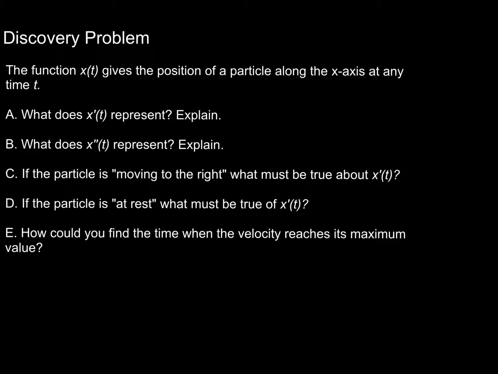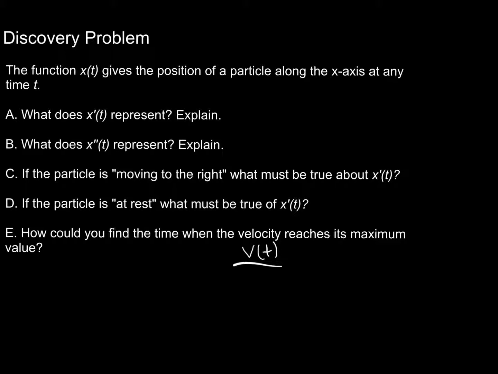How could you find the time when the velocity reaches its maximum value? Well, here you're trying to find the maximum velocity. If you have a function that models velocity, how would you find a maximum value? We've done a lot of work with maximum values, right? Finding the relative maximums, minimums, absolute minimums. So if you're given a function, v of t, or you find that function by taking the derivative of the position function, how would you find a maximum value for this function?